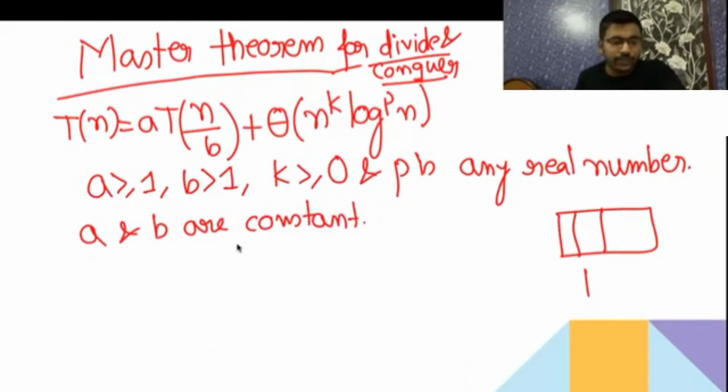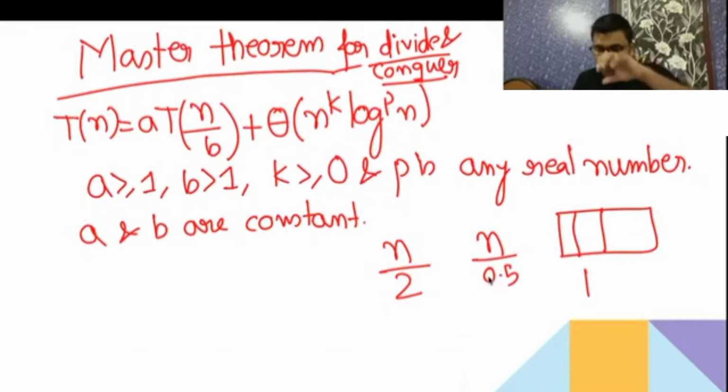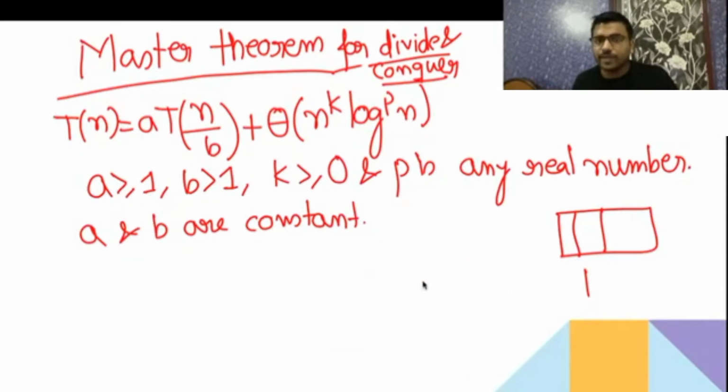Now here you should write a is the number of subproblems, and the size of the subproblem is n by b. Why am I saying b is greater than 1? Because if b is greater, then only we can divide into a smaller one. If b is 2, it is going to be half, 3, then one third. But if I write 0.5, then it is not going to be divided, the size is not going to decrease. That's why it should be greater.